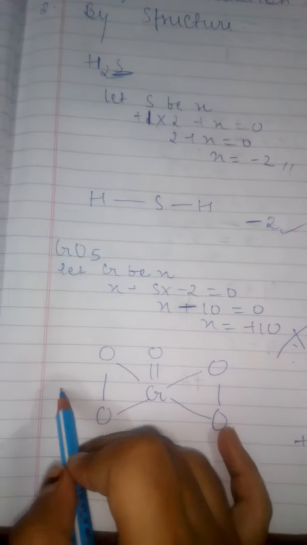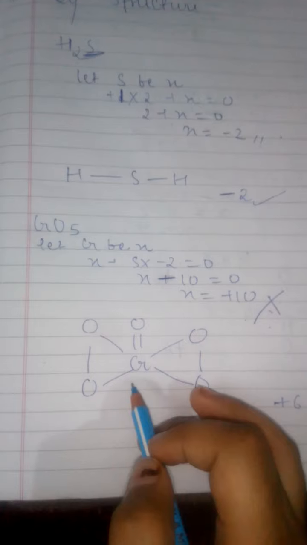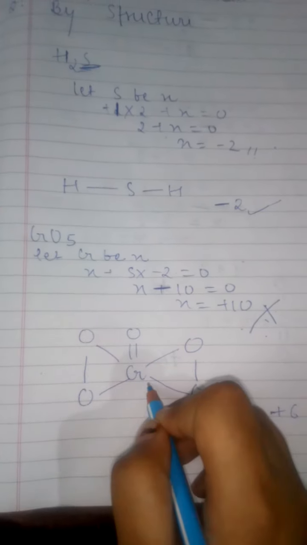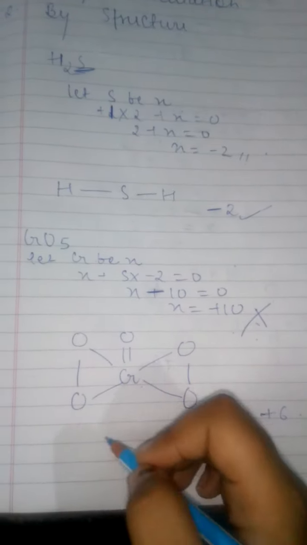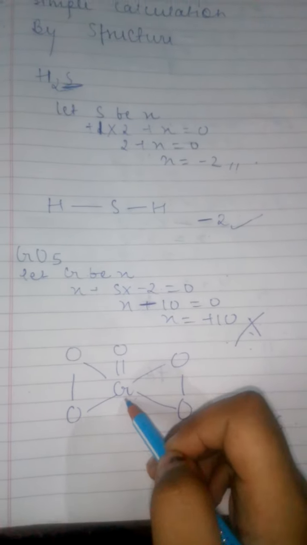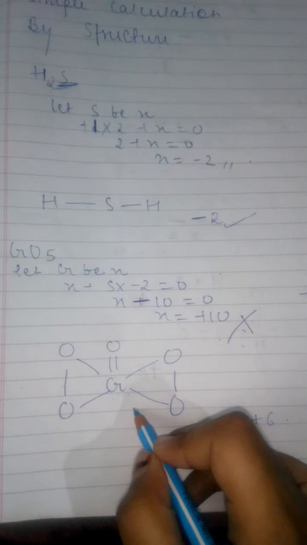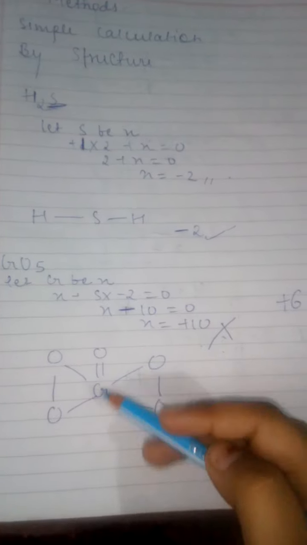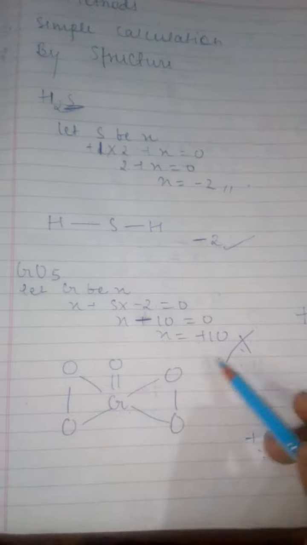And through the structure method, what is it coming? Let's see. This is the structure of chromium pentoxide. I have drawn it; we can call it a butterfly structure. Now count the number of bonds: 1, 2, 3, 4, 5, 6. There are 6 bonds attached to the chromium, and as oxygen is electronegative and chromium is electropositive, it acquires a positive charge. Therefore, the oxidation number for chromium is plus 6. That's why I am saying that the structure method is more appropriate than the calculation method.